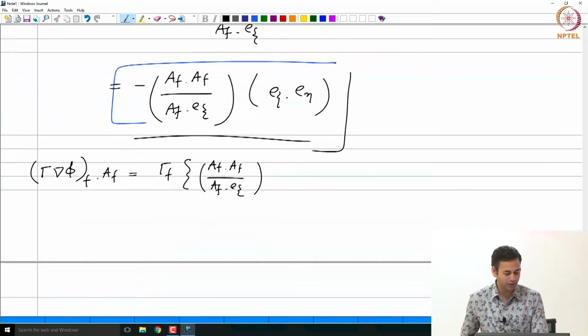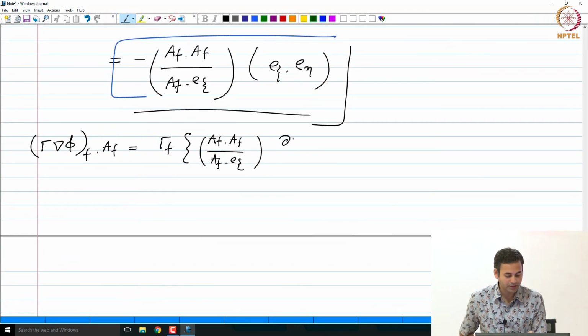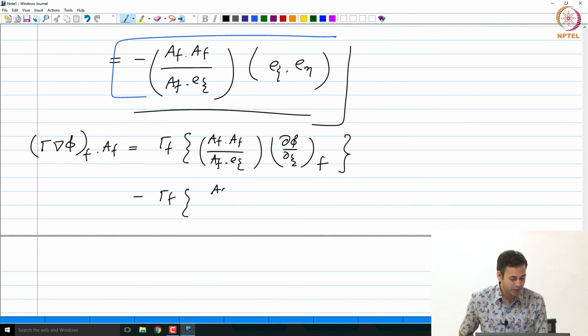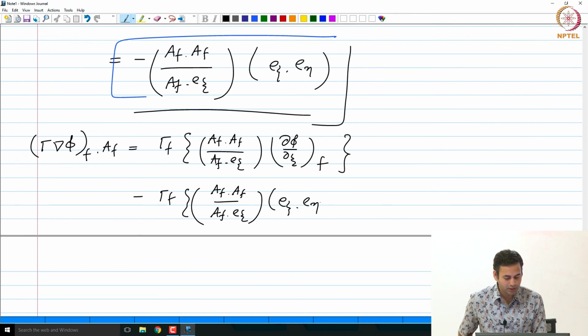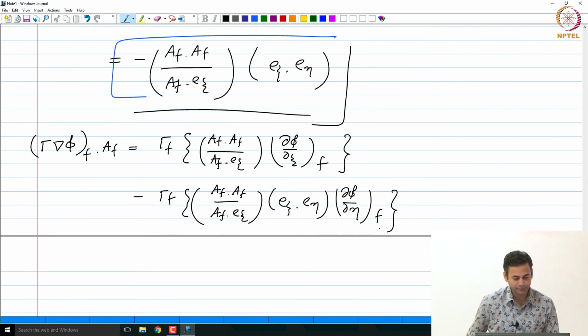Okay, multiplied by what? Partial phi partial xi f, right? And then we have minus gamma f. Minus is coming from this coefficient, right? Gamma f times af dot af by af dot e xi times e xi dot e eta times what? Partial phi partial eta for the phase. Do you see that?